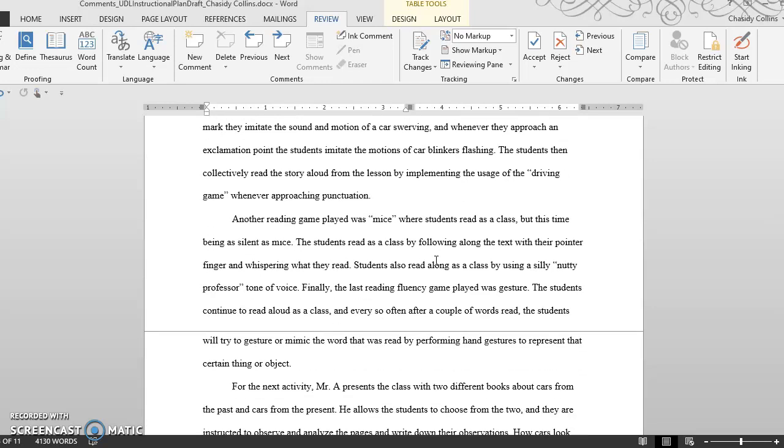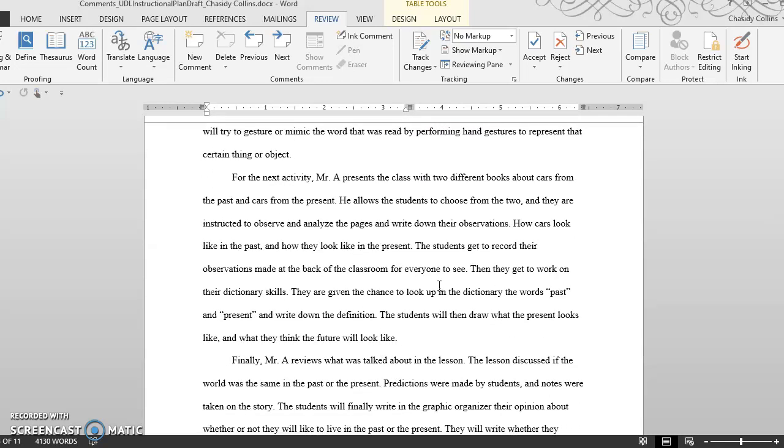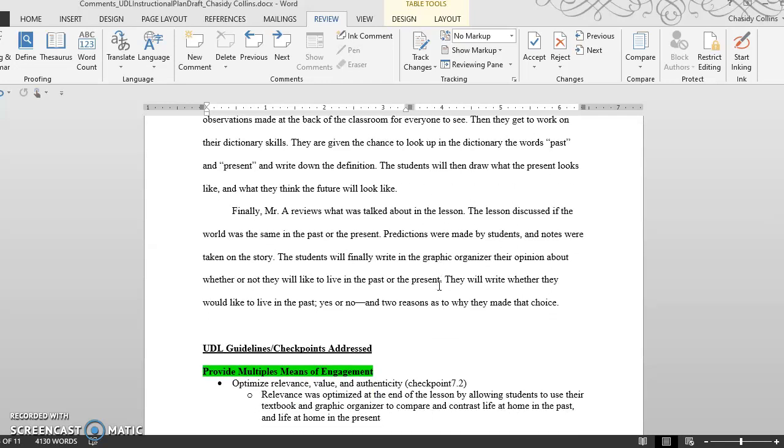And they also played other reading games where they would read in a particular voice. So the game was called Mice, and they would read in a very low tone of voice, whispering. And then they also got to read in a silly, nutty professor tone of voice. And these were just reading fluency games that the students also got to play.